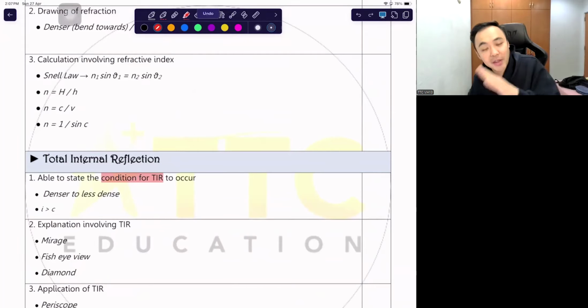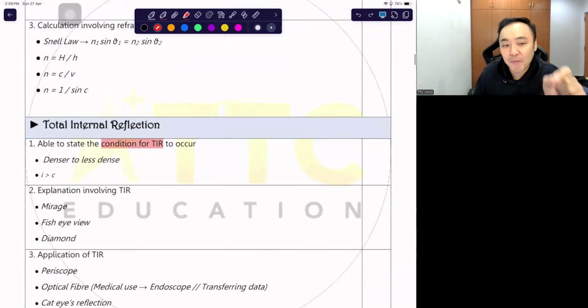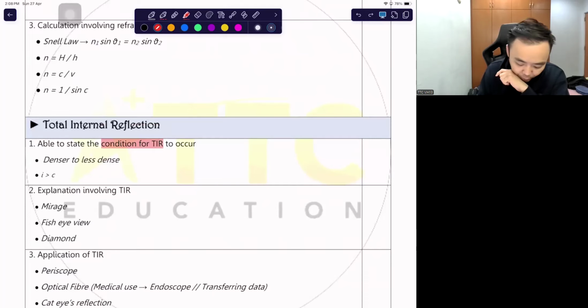If it's not total internal, that means it's a refraction. That's why I say together, okay? Refraction always happens whenever you've got different density. But then you need to double check. Is there a chance that you might have total internal? That's why the condition, this one is important.